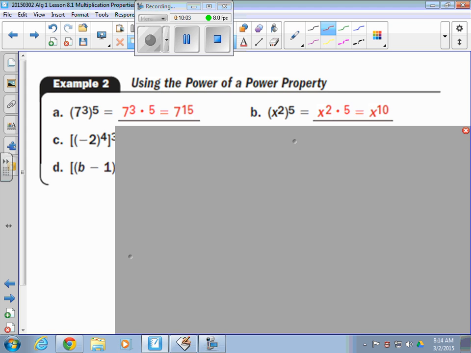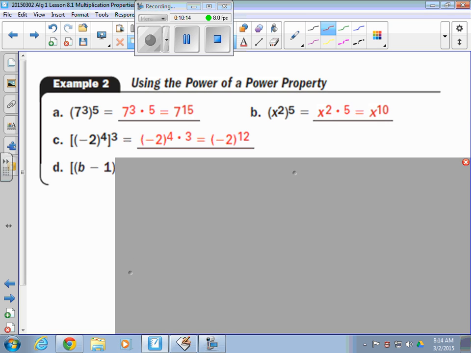Now for C, it says negative 2 to the fourth to the third. Don't let the brackets and everything confuse you. You're going to do it the same way. It's still a power 4 to a power 3. So you multiply 4 times 3. So it's negative 2 to the 4 times 3, which is 12.